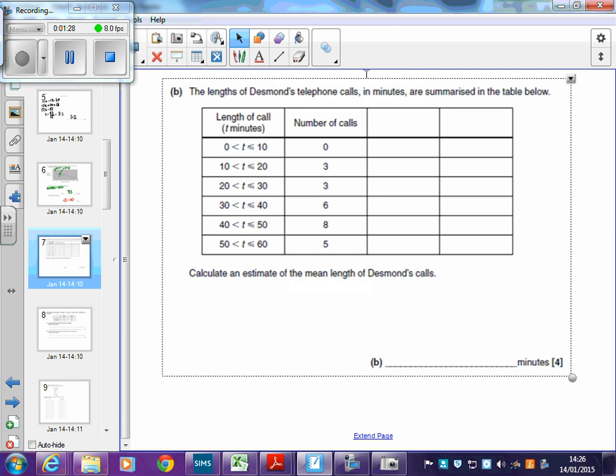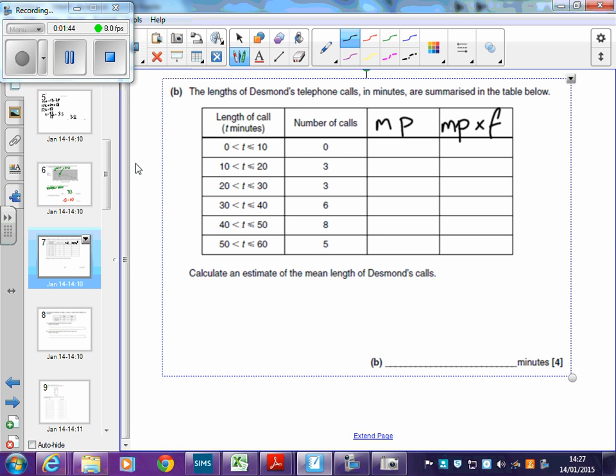Okay, next one, mean from table. This is a classic. They love putting these questions on. So calculate an estimate of the mean. They've actually drawn the 2 columns on for you. This one, the midpoint, and it is midpoint times frequency. Midpoint is halfway between 0 and 10, which is 5, halfway between 10 and 20, which is 15, halfway between 20 and 30, which is 25, 35, 45, and 55. So it's always halfway between the 2 lengths of the calls.